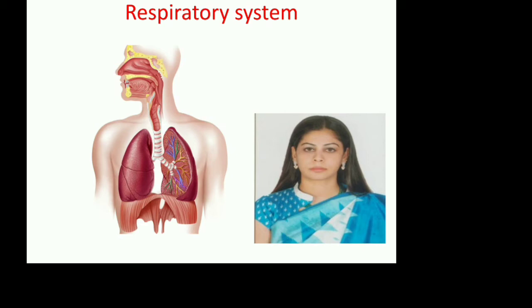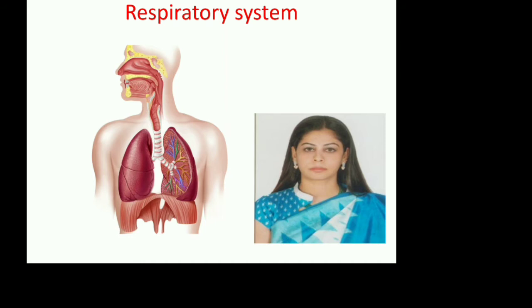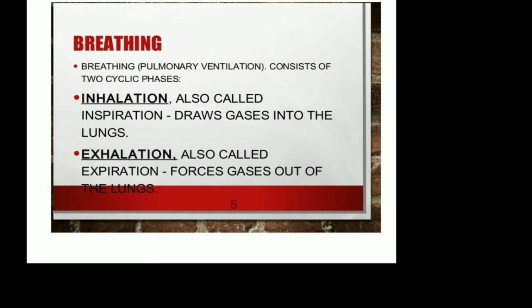Hi everyone, today we are going to discuss the respiratory system. The respiratory system is divided into two parts: the upper respiratory system and the lower respiratory system. You can also call them the upper respiratory tract and lower respiratory tract. The upper respiratory tract is composed of the nose and nasal cavity, pharynx and larynx. The lower respiratory tract consists of the trachea, bronchi, bronchioles and the alveoli. Today we will discuss only the upper respiratory tract.